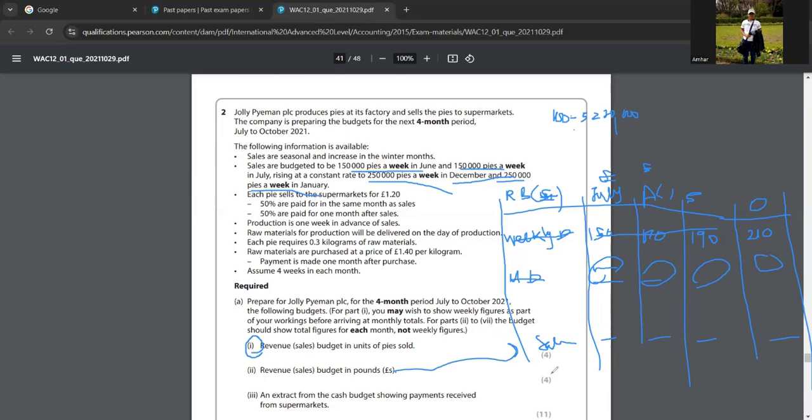After that, you have to write selling price, SP. So what's the selling price? Look at the question. They are saying each pie sells to the supermarkets for 1.20 pounds. So you put selling price and just write 1.2. For every month, write 1.2 and put lines like this and then take the total. How will you take the total? 600,000 into 1.2. For August, sales unit value into 1.2. For September, sales unit value.